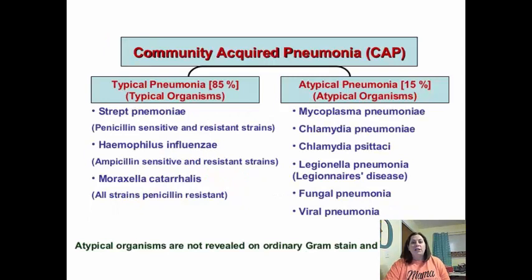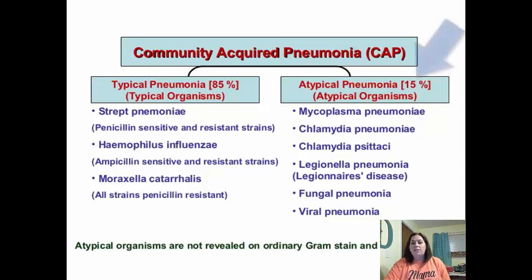So guys, if we look here, there's the community-acquired pneumonia known as CAP. Typical pneumonia is about 85% of these cases, and the typical organisms that cause the typical pneumonia are located here. We see that the Strep pneumoniae is going to be penicillin sensitive, and there are some resistant strains out there. Haemophilus influenzae is going to be ampicillin sensitive, but there are some resistant strains. The Moraxella catarrhalis has all strains penicillin resistant.